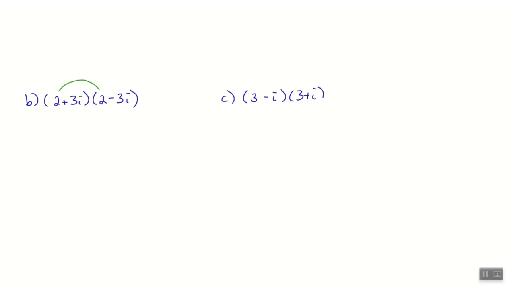2 times 2, 4. 2 times negative 3i, negative 6 what? i. If you gave me 5, I get it, but you're adding. These are multiplying. Okay. Inside terms. 3i times 2, plus 6i. And 3i times negative 3i, negative 9i squared.